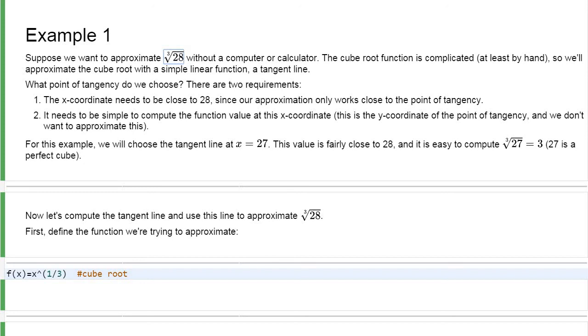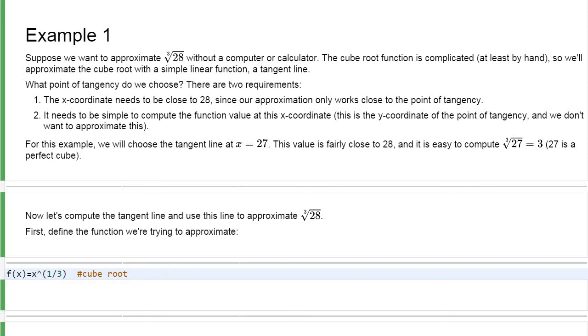And the natural choice in this example is 27. 27 is a perfect cube, so the cube root of 27 is 3. 27 is 3 cubed. And 27 and 28 are pretty close together. So that's what we're going to do. We're going to base our tangent line on x equals 27. It's going to be fairly simple to compute the tangent line, and yet the tangent line will not be too far away from where we're trying to approximate at 28. Okay, so let's go ahead and do this linear approximation.